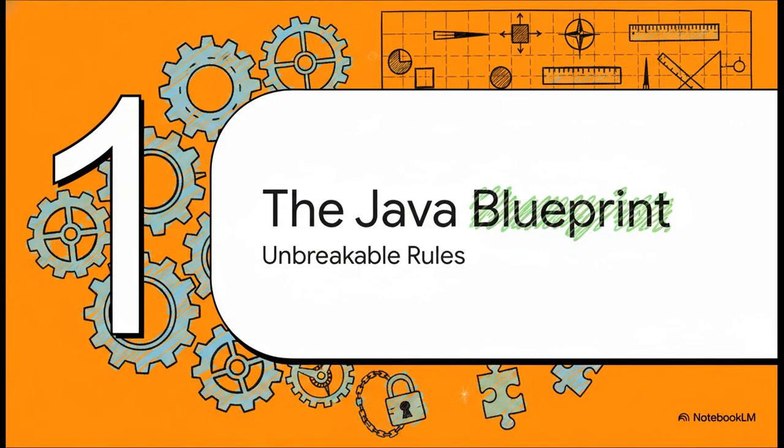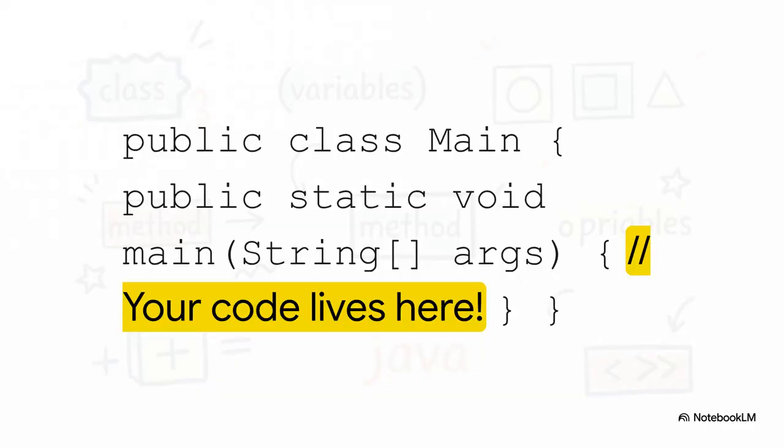Okay, so before we can even think about writing our own code, we have to understand the blueprint. You know, every single Java program out there, from a tiny calculator to a massive corporate system, it all starts with the exact same structure. These are the ground rules, the unbreakable rules. And this is it. Don't let all the weird words scare you off.